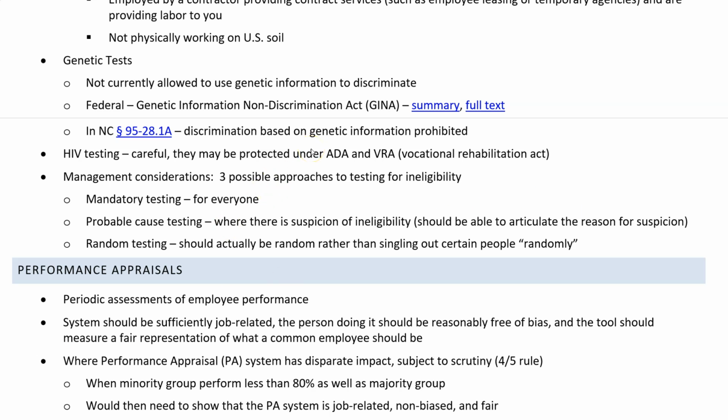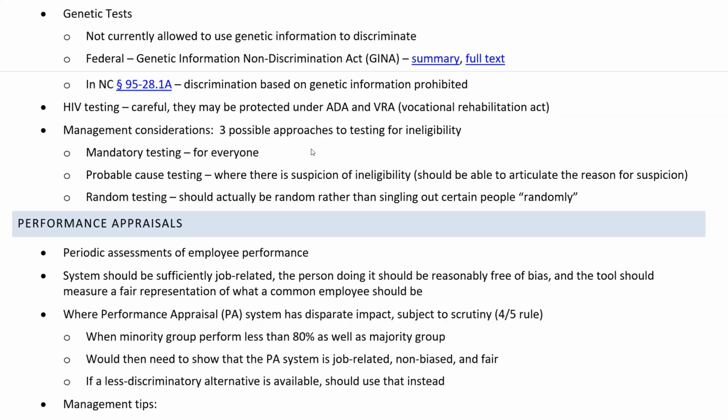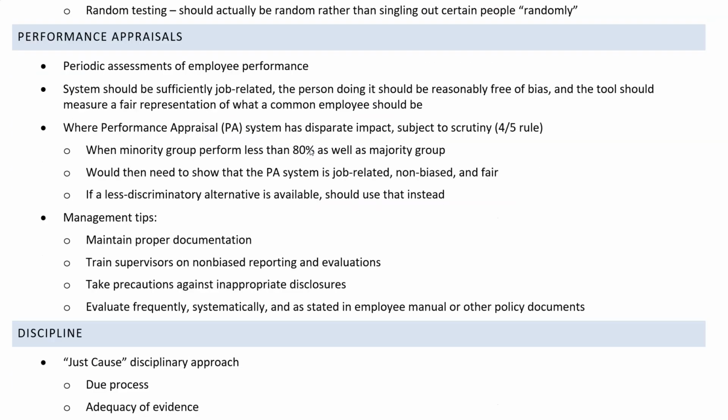Okay, so now we're moving a little bit farther along in the process here. We've recruited applicants, we've hired people on, and now we actually have employees, and we can talk about performance appraisals. These are the things where we look at, well, here's what you've done. Now let's look at what you're doing well and what you can improve upon in order to continue to develop professionally. Okay, these are the periodic assessments of employee performance.